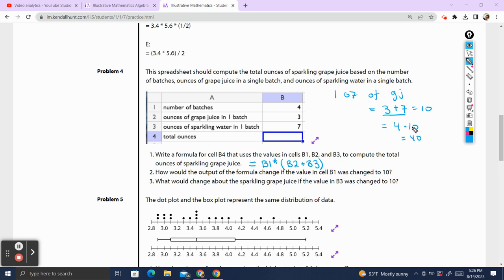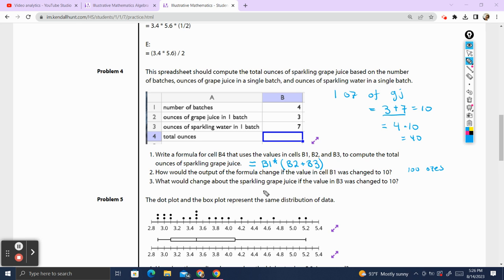Well, if we had 10 batches instead of 4, we would end up with 100 ounces instead of 40, because we have 10 ounces per batch. Here we had 4 batches. Here we have 10 batches.